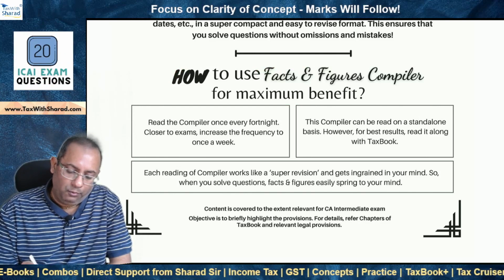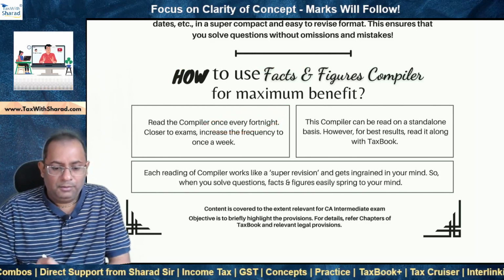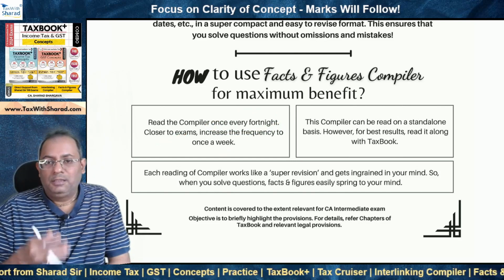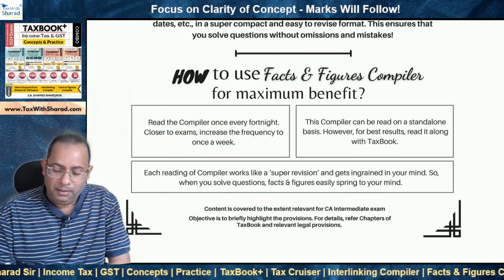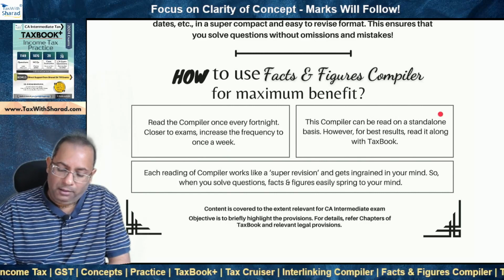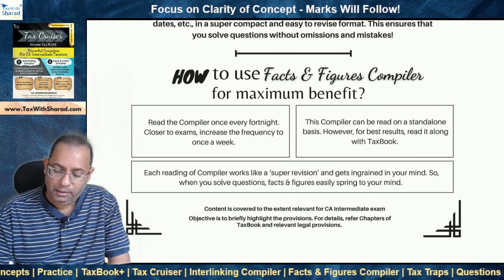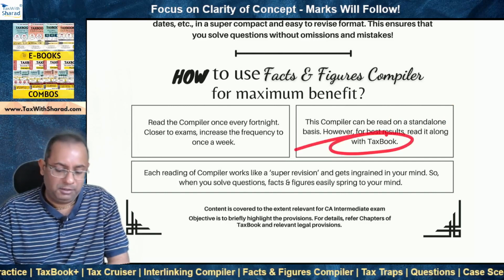Now, how to use the Facts and Figures compiler for maximum benefit? Read the compiler once every fortnight. Closer to the exams, increase the frequency to once a week. This is the minimum. The more you do, the better it becomes. This compiler can be read on a standalone basis. However, for best results, I recommend that you read it along with the Tax Book Plus Concepts.